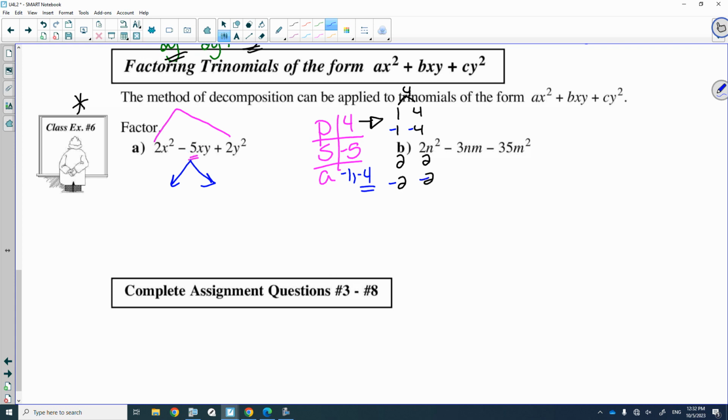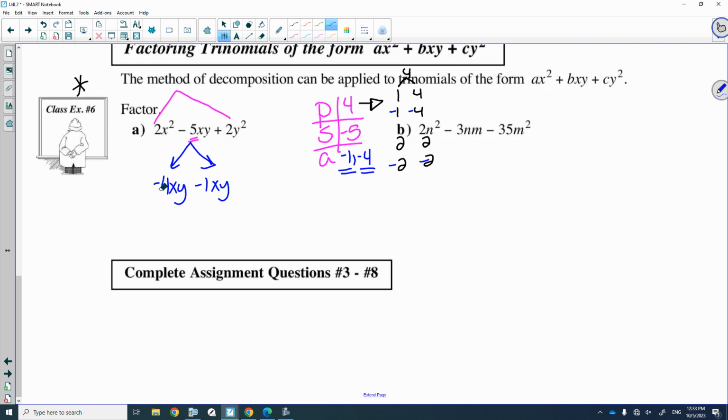I'm going to write the 4 first. -4 xy minus 1 xy. Right? So how do you get -5 xy? Well, -4 minus 1. That's how you get that. Bring down that plus 2y squared. And bring down this 2x squared. Split it in half and group factor.